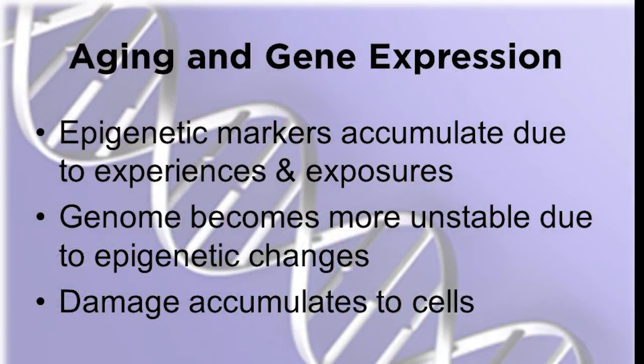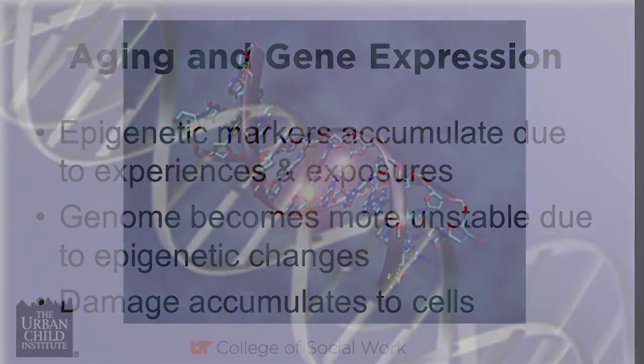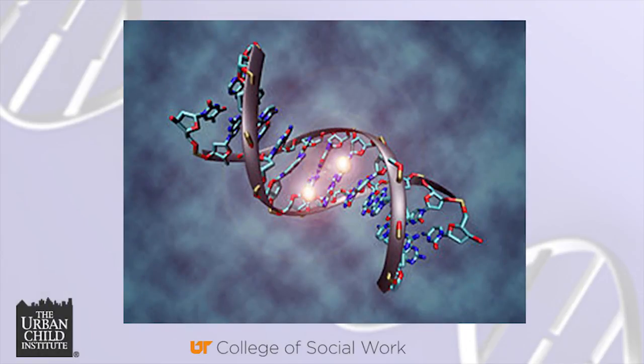We will talk much more about this later, but changes in gene expression accumulate over life due to different experiences and exposures. As those changes accumulate, the genome is made more unstable, and cells and then organs are damaged. You see a picture here, and the little red dots represent methyl groups that have been added to cytosines on this strand of DNA.